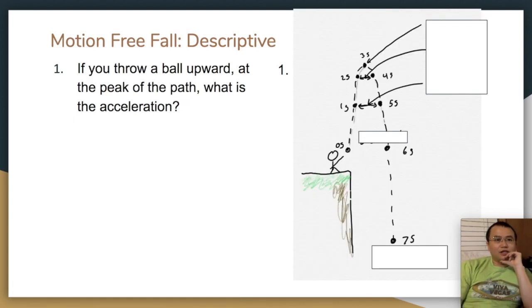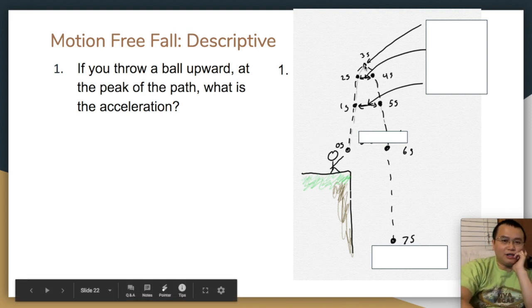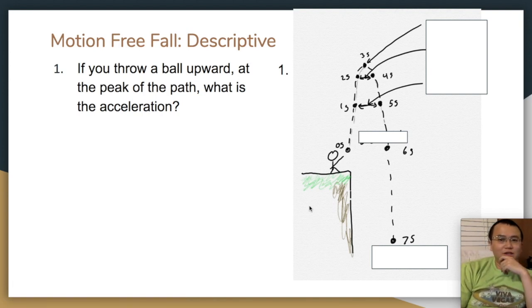Let's move on to the next one. If you throw a ball upward, at the peak of the path, what is the acceleration? So I'm talking about right here at the top. What is this acceleration? You can pause the video again.